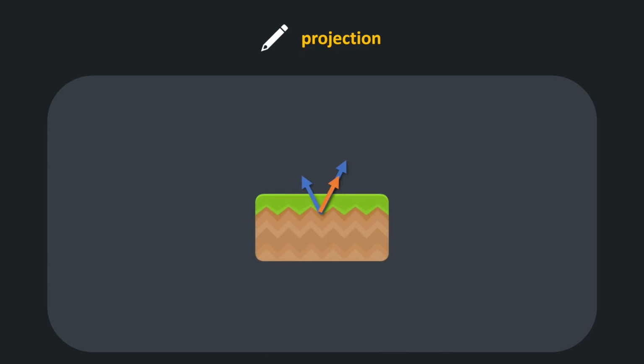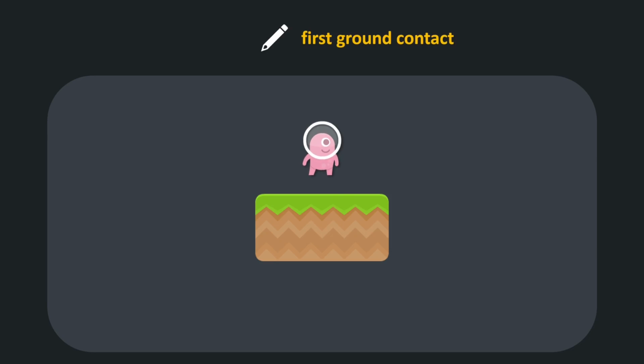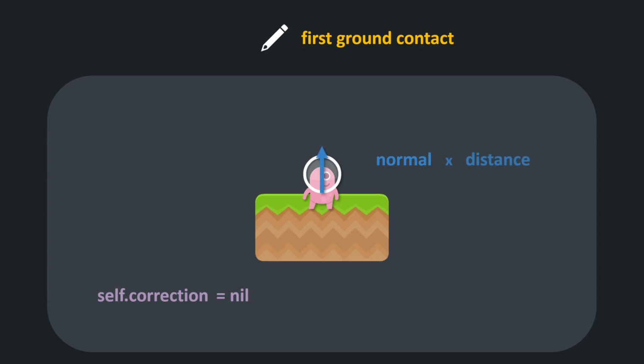The purpose of this extent is to determine how much of the accumulated correction vector self.correction should be applied to correct the current position of the object that collided with an object and moved slightly inside its collision shape. Let's rename this variable to extent, maybe, for more clarity, as I agree that projection isn't the best name and might suggest dealing with vectors. At first contact with the ground, our accumulated self.correction vector is empty. The second vector is the normal vector but multiplied by the distance of the penetration.